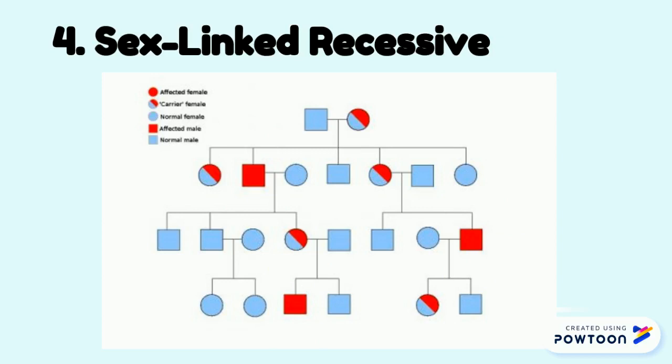One example of sex-linked recessive traits is colorblindness, where the gene is found on the X chromosome. Males have only one X chromosome, whereas females have two, so it's more probable for a male's single X chromosome to contain the faulty gene than both of a female's X chromosomes.